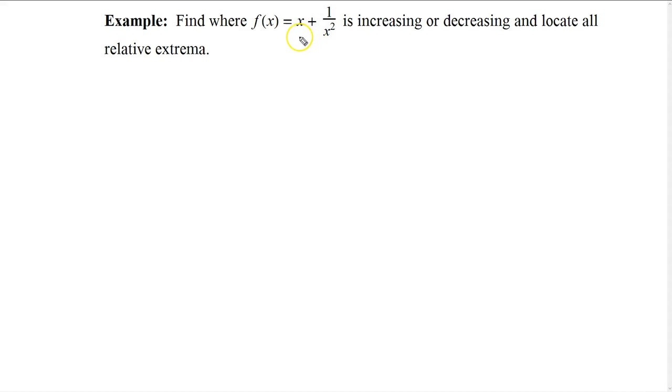So let's find where this function, x plus 1 over x squared, is increasing or decreasing, and we'll locate all relative extrema. So we want to find where the derivative is 0 or does not exist. Now our derivative is, there's our derivative. Remember, you should write 1 over x squared as x to the negative 2, and when you differentiate, you'll get negative 2x to the negative 3. Now we want to set this equal to 0, and also find where it does not exist.